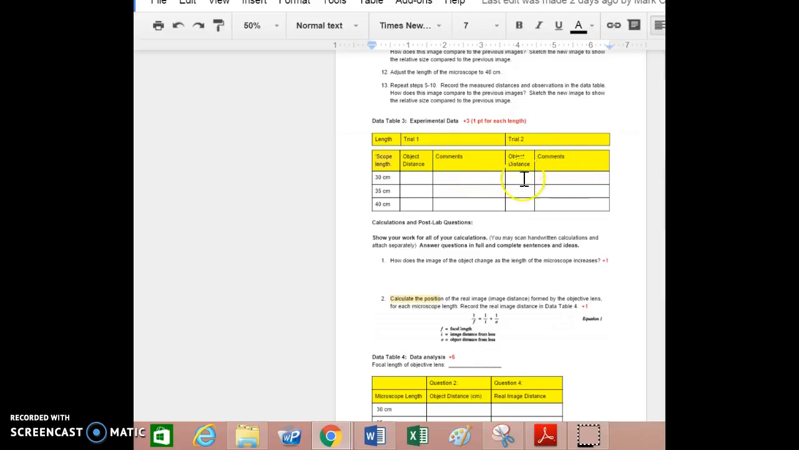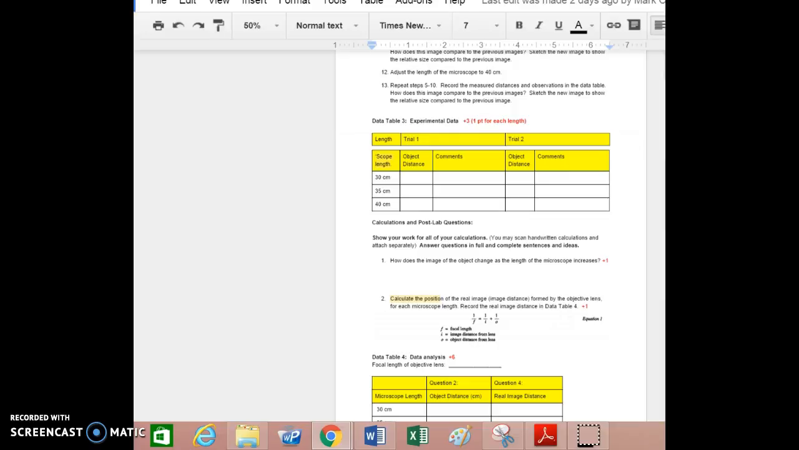Trial 2 was done if you had enough time for a teammate to look through the same microscope. He or she may have had to adjust the distance of the object to the end of the microscope slightly, but that's where you would put it. If you didn't have the opportunity to have a second person look through your microscope, then just disregard that part.